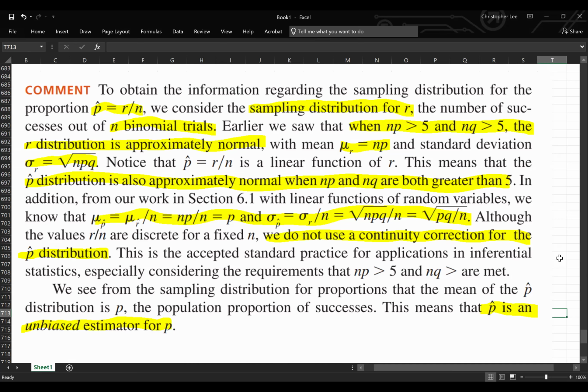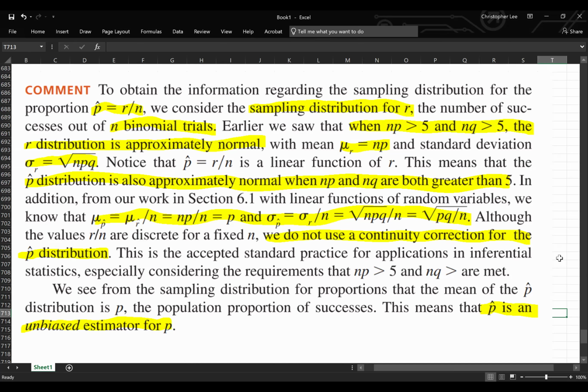Although the values r over n are discrete for a fixed n, we do not use a continuity correction for the p hat distribution. That's something different, right? We don't use that continuity correction there. So this is the accepted standard practice for applications in inferential statistics, especially considering the requirements that n times p and n times q are greater than 5 are met.